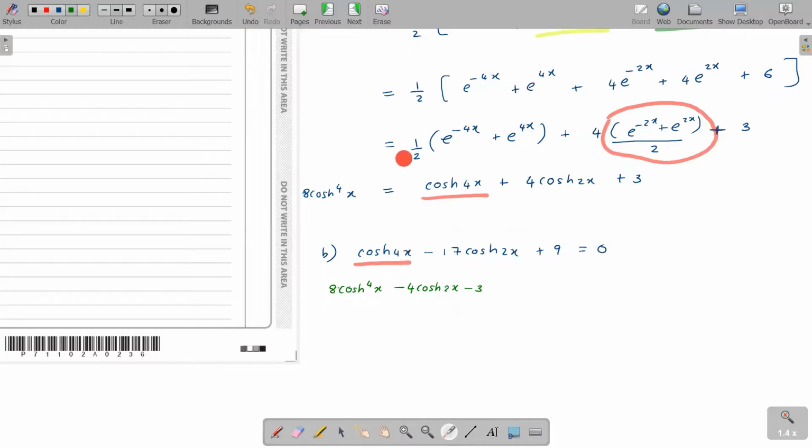I took these two to the other side. Okay, that's written in green. And then continue the remaining part. What's the remaining part? Minus 17 cos 2x plus 9 equals 0. Okay, and then what do we get here? 8 cos to the power 4x minus 4 cos 2x minus 17 cos 2x is minus 21 cos 2x, minus 3 plus 9 is plus 6 equals 0.